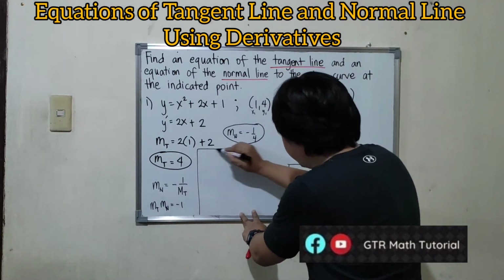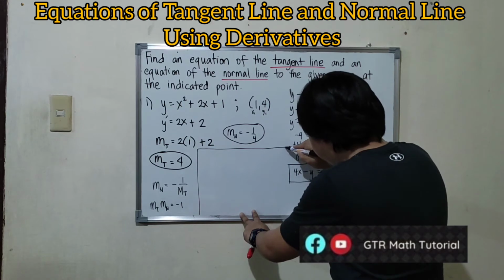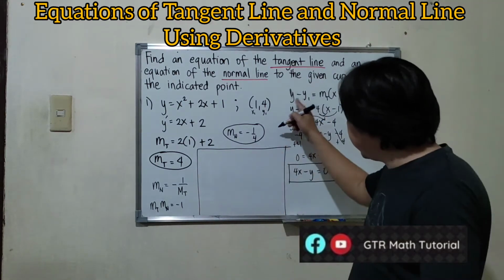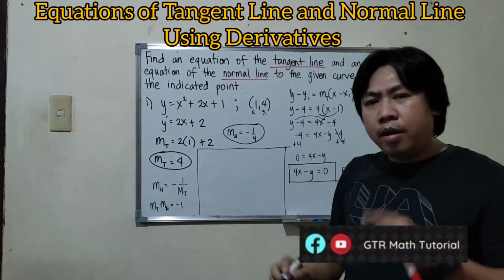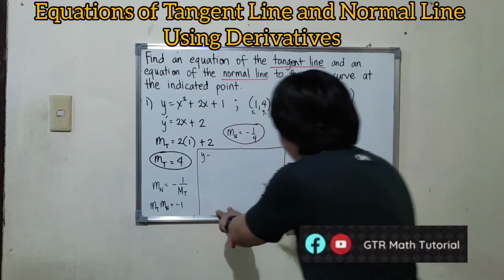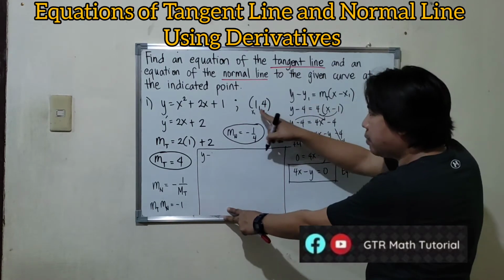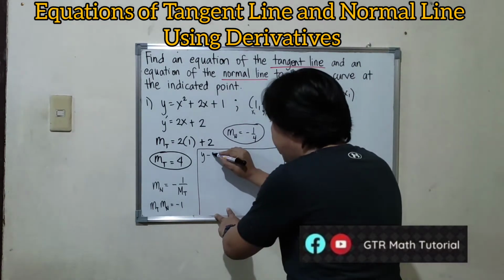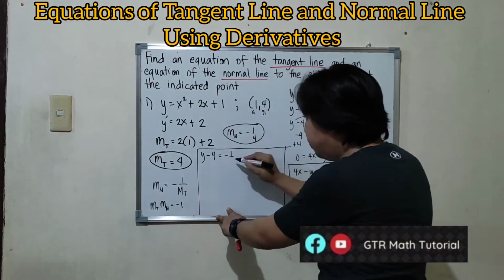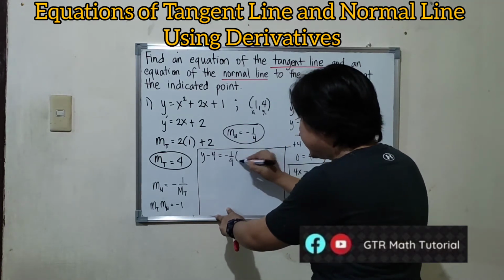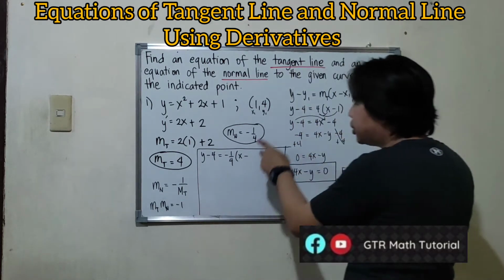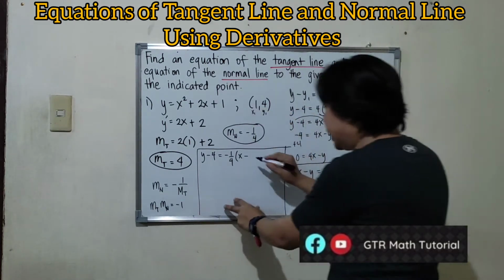So let's solve the equation of the normal line. Just use the point slope form. So we have y minus, what is y sub 1? y sub 1 is 4. So y minus 4 equals negative 1/4 times x minus x sub 1, so that is 1.